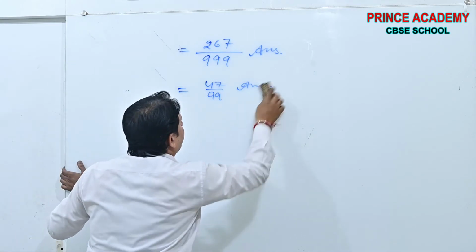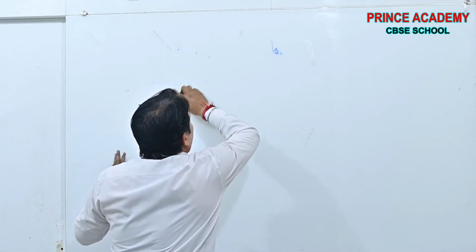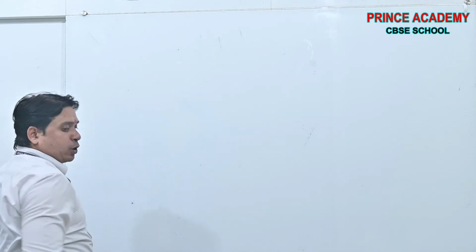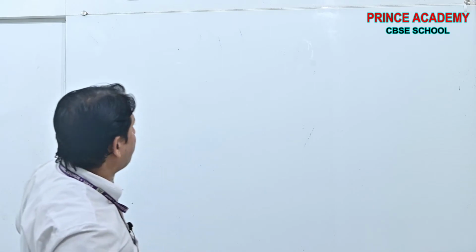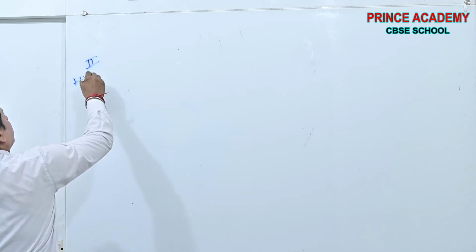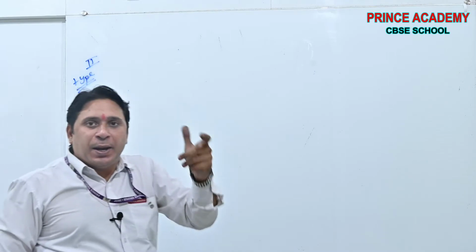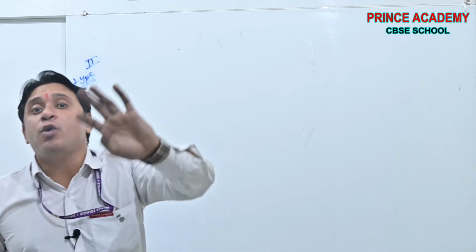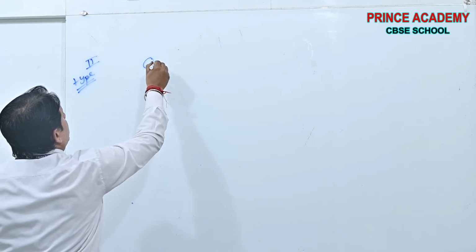Second type where before decimal is nothing, but after decimal a digit or a number of digits are non-repeating, like this: 0.527.